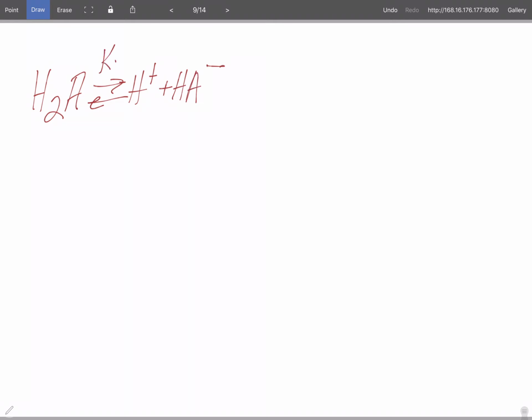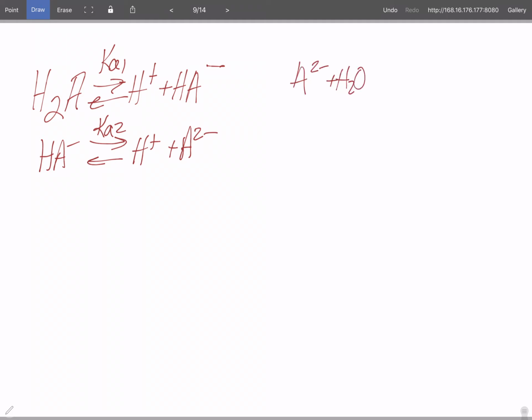This is your Ka1. And then we'll start with HA, and then we'll go to H plus A 2 minus, sorry. This is your Ka2. Everybody good so far? Well, if we start with the base form, the fully deprotonated form, add water, and we're going to produce HA minus plus OH minus. This would be my Kb1.